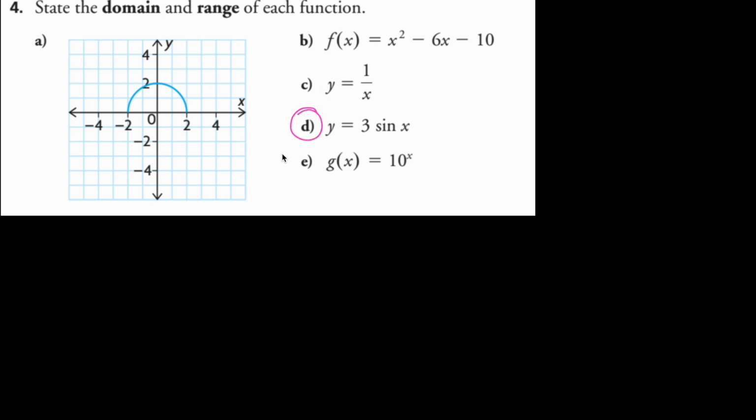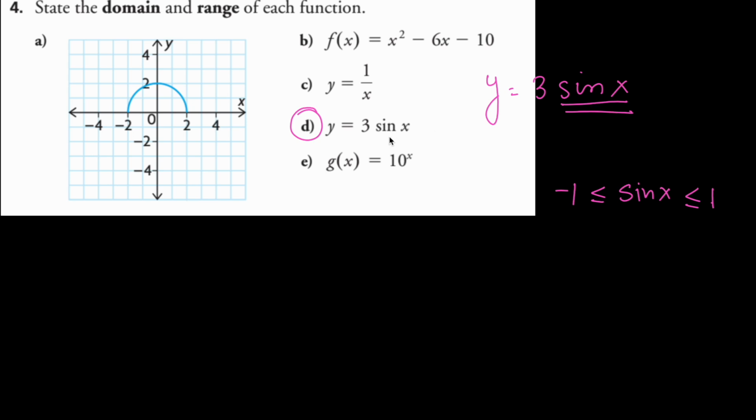Moving on, part D, y equals 3 sine x. For any trigonometric ratio, how are we going to start? Because we know the restriction on the trigonometric ratios. If you recall the graph of sine x, you will remember that sine x fluctuates between -1 and +1. So the y values of sine x never exceed -1 and +1.